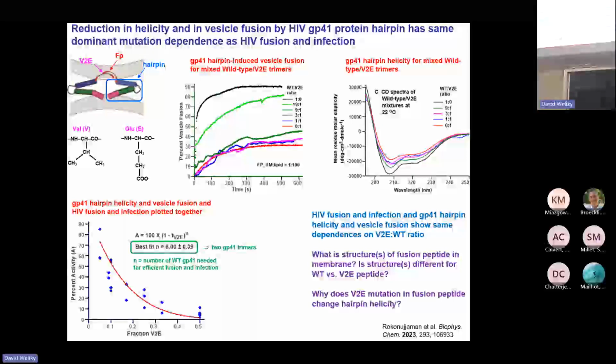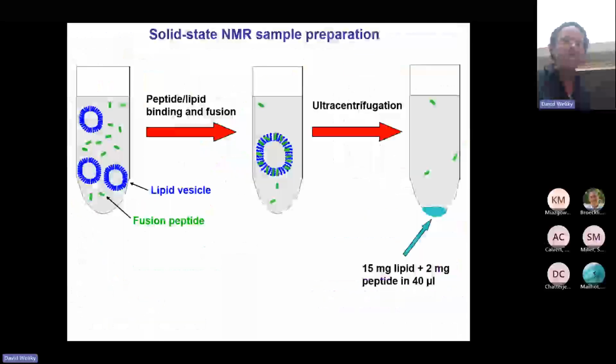In the next part of the talk, I wanted to address what are the structures of this fusion peptide segment in membrane. It turned out to be both more challenging and much more interesting than I imagined going in. There's also this fundamental question: why would a mutation that's 25 amino acids away from the hairpin actually change the hairpin structure at all? Clearly those 2 things together should help us develop a real molecular-based mechanistic model for how the gp41 catalyzes fusion.